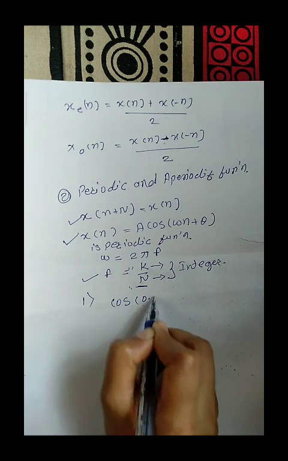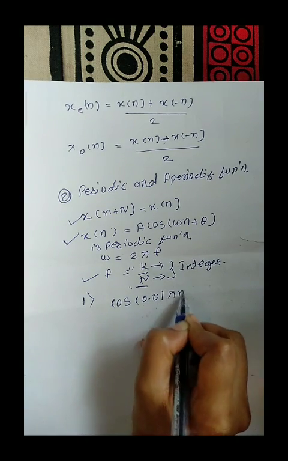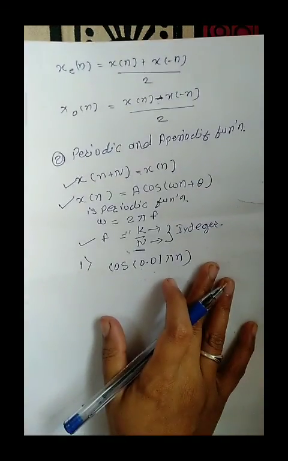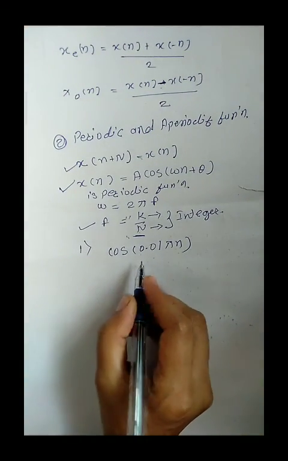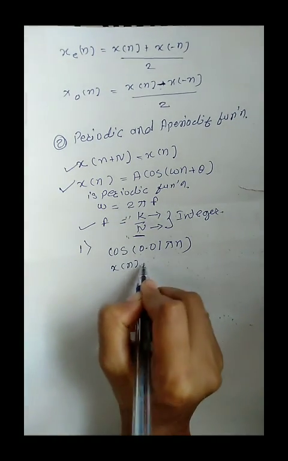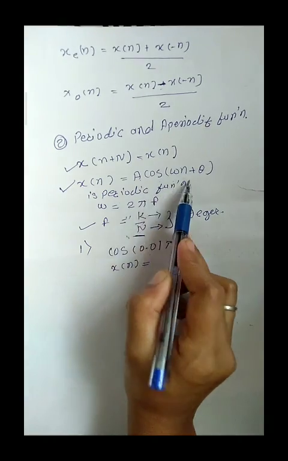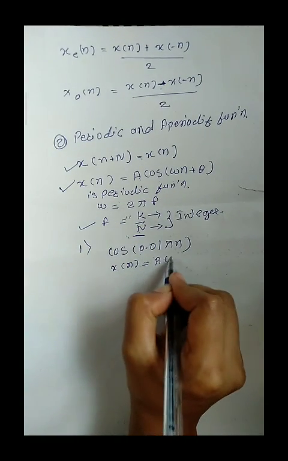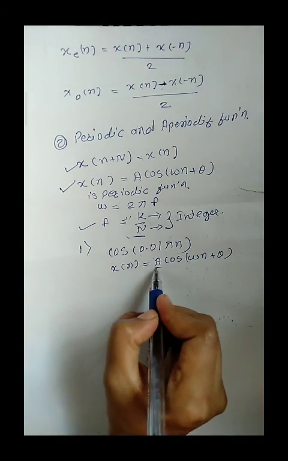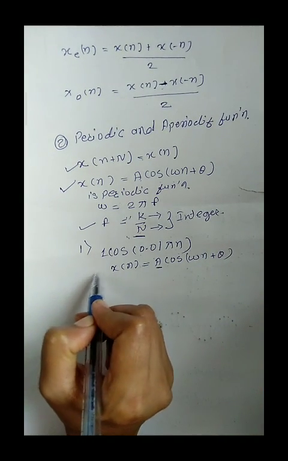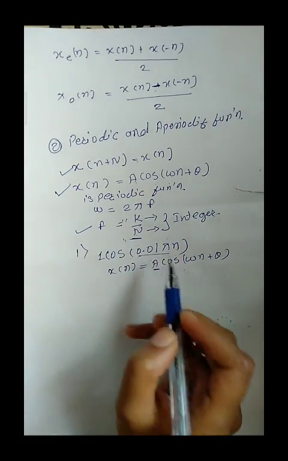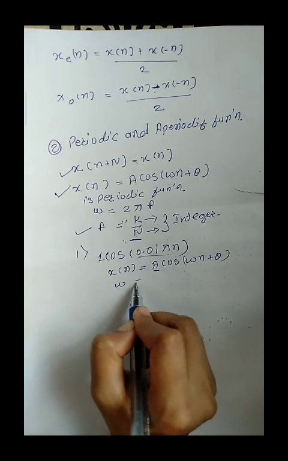Cos 0.01 pi n. This is one example. So how can it be solved? First, what do we have to write? X of n is equal to A cos omega n plus theta. Here the value of A is 1, so it is neglected. The value of omega is equal to 0.01 pi.